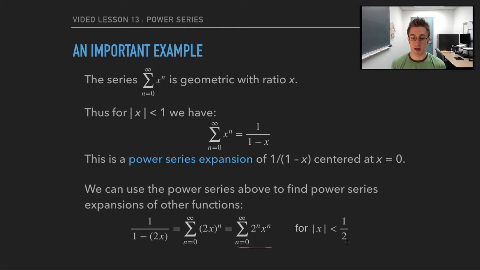And it's important to note that this is valid for a different set of x. If this expression on the top holds for x less than 1, then this one will hold when 2x is less than 1 in absolute value, which is the same as x less than 1/2 in absolute value.